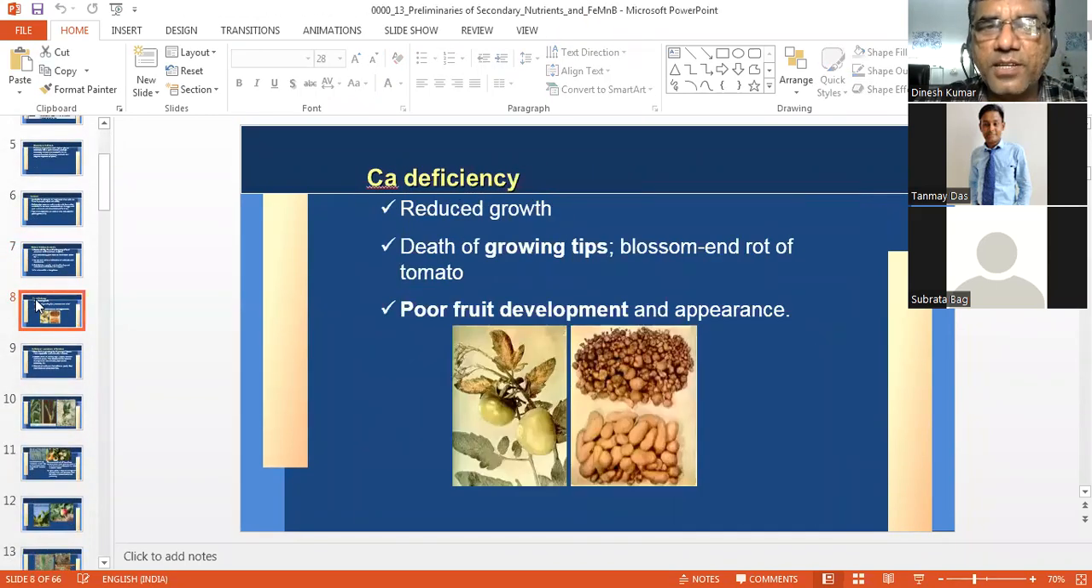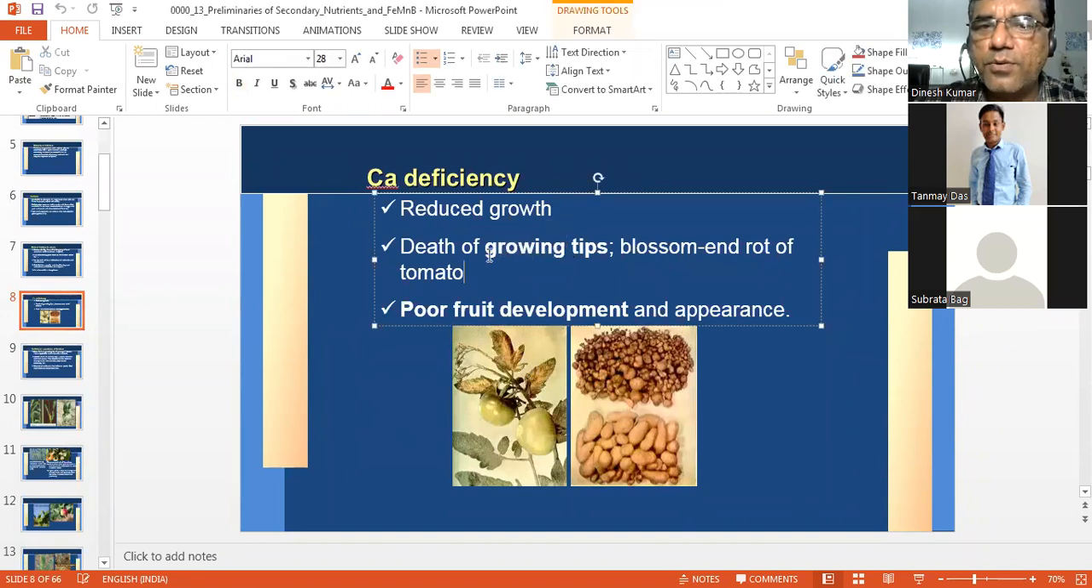You can see deficiency: reduced growth, death of growing tips, blossom end rot of tomato, poor fruit development and appearance. You can see the size of the potato, or any product, may not be uniform. So it affects the quality with respect to size.